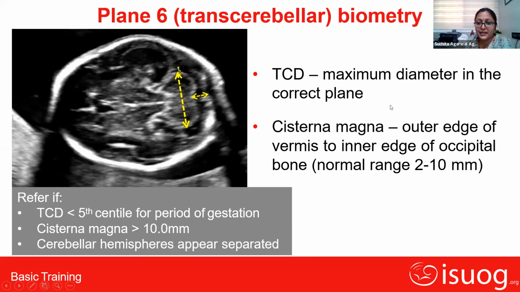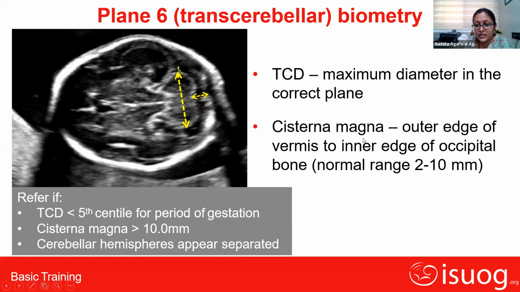Then come to the transcerebellar diameter. This is the maximum diameter in the correct plane, measured from outer to outer. Why is it important to measure? First of all, this diameter corresponds with the gestational age up to 22 weeks. So even if there is some discrepancy in the biometry, we can look at the transcerebellar diameter as a guide to the gestational age. And if the TCD is less than 5th centile, then the baby may have cerebellar hypoplasia. So a detailed investigation is needed, detailed scanning is needed in such cases.